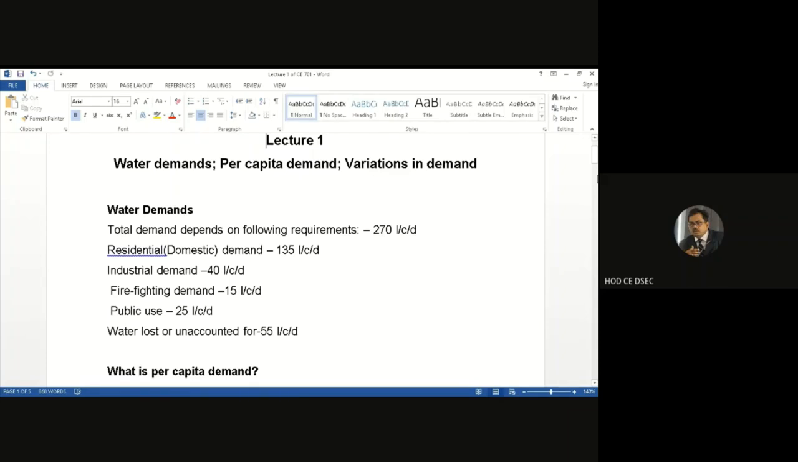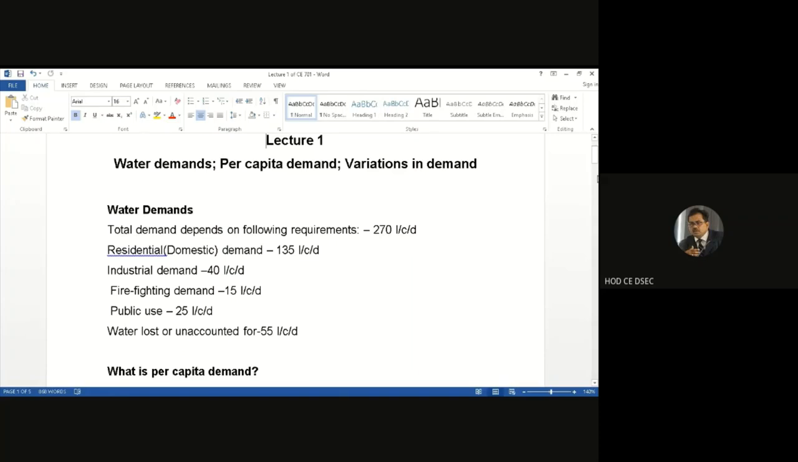What do we mean by capita? Capita means person. So if I say the residential or domestic demand is 135 liters per capita per day, the question coming is, what is the number of persons? Otherwise you can go for the total quantity of water required for the city or town which you are planning and designing the water system for. The number of capita, the number of persons, you have to calculate further, and that will be the next lecture, where I will show you how to forecast the number of persons after 20 years or 30 years. Because whenever a water works system is designed, it is for a period of 20 to 30 years.